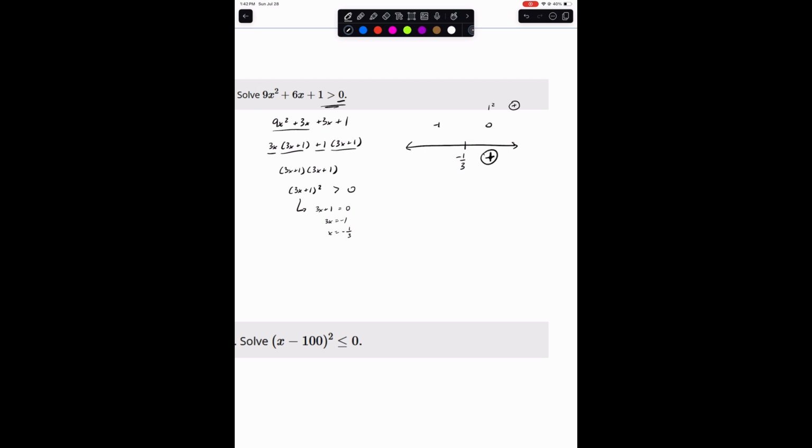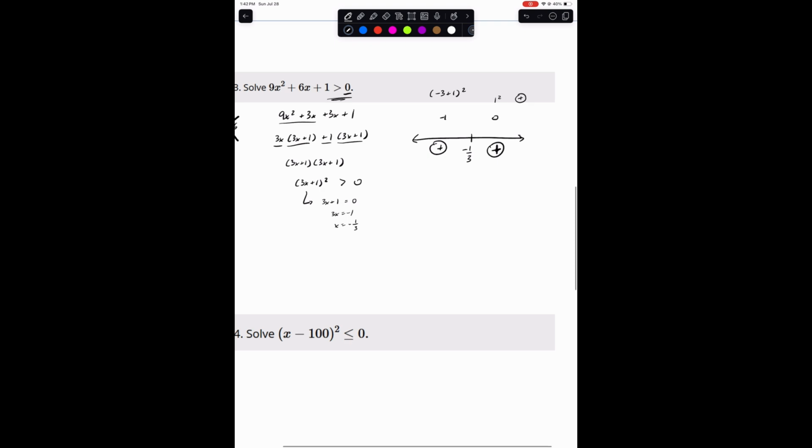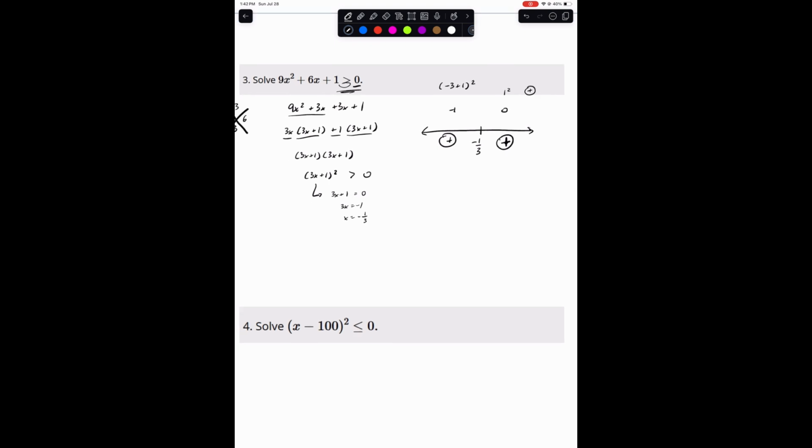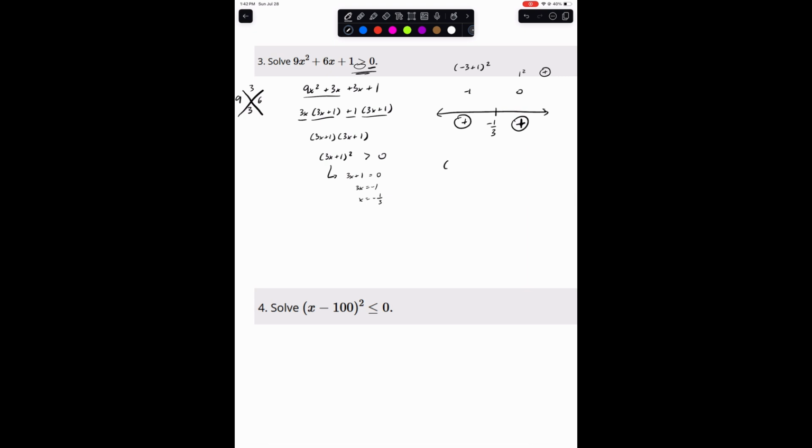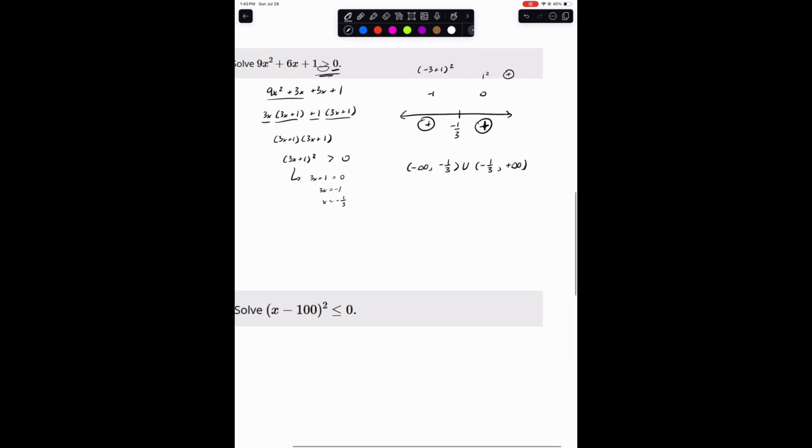And then -1, we get -3 plus 1 squared. But again, anything squared is positive, so that's positive. The entire thing is positive, but we don't have an equal, right? So it's every value but the critical value. So our domain, or our solution set is -infinity to -1/3 exclusive, union -1/3 to positive infinity. That is our solution.